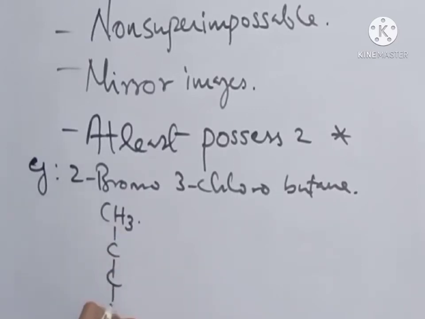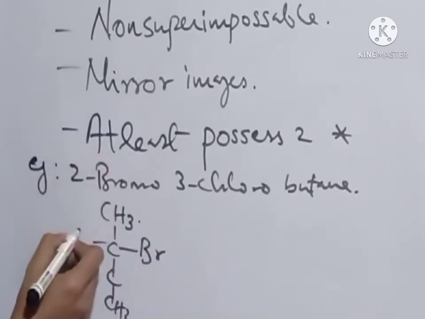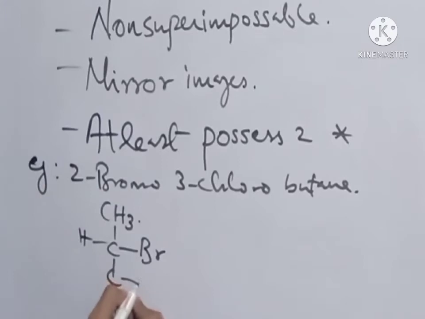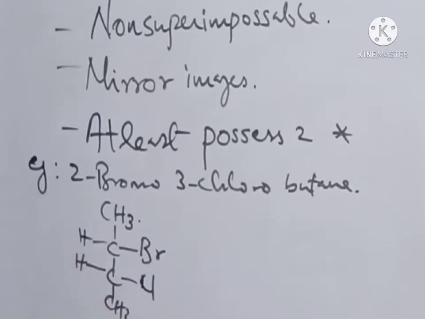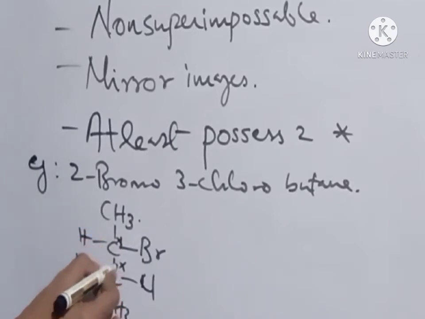Four carbons are there. So here in the second carbon, I am going to write the bromine on the right side and the hydrogen on the left side. And in the third carbon, chlorine is on the right side and the hydrogen is on the left side. So here two stereogenic centers are there. One is this and the next one is this.